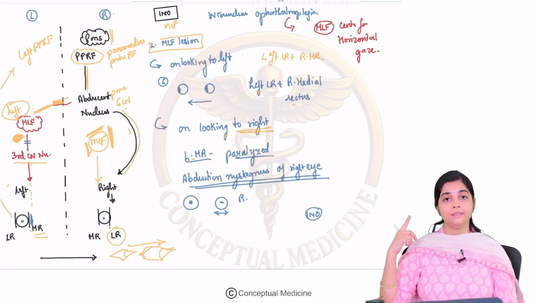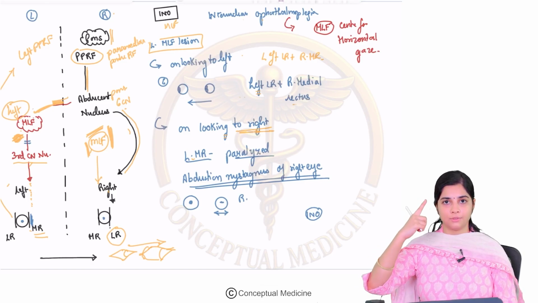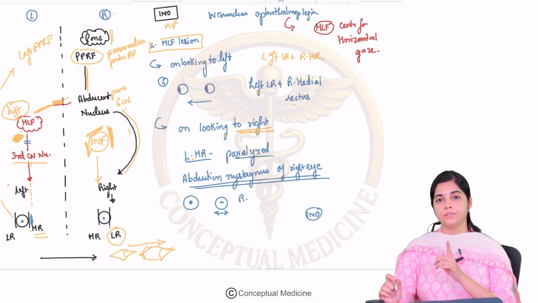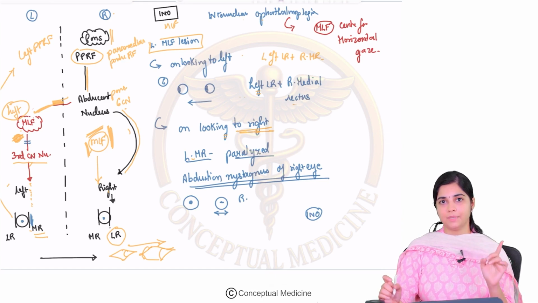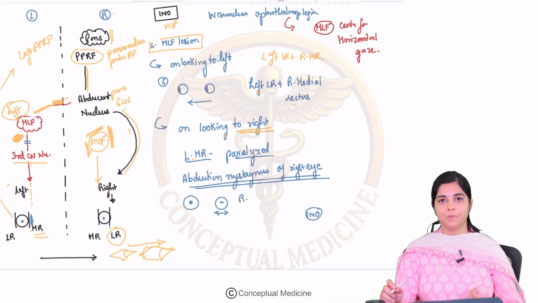So for the right side, the right PPRF is going to control the abducens nucleus, and it controls the ipsilateral lateral rectus. The PPRF is also going to control the opposite side MLF, which supplies the ipsilateral third cranial nerve. Fine. Now we are looking at INO, where there is an MLF lesion.